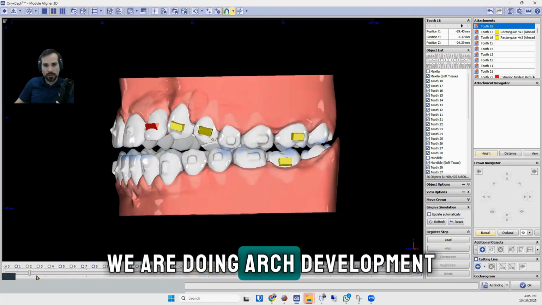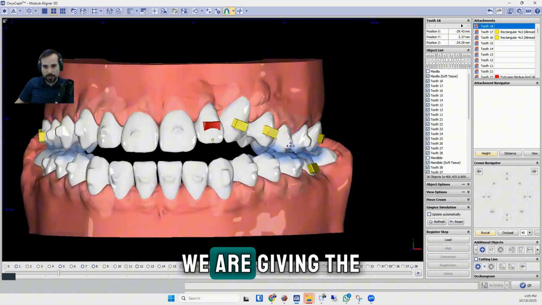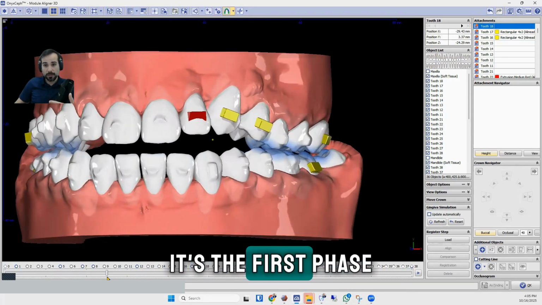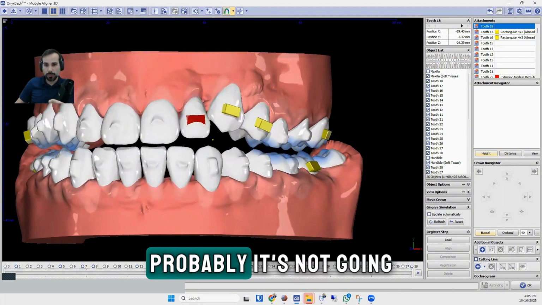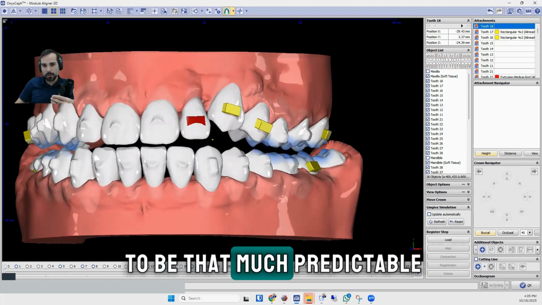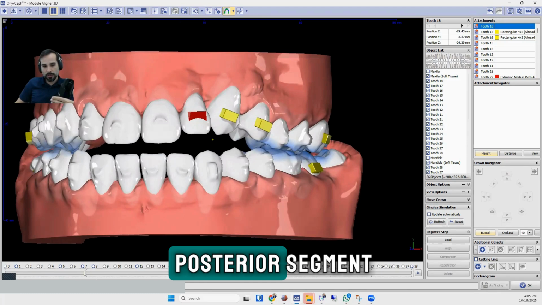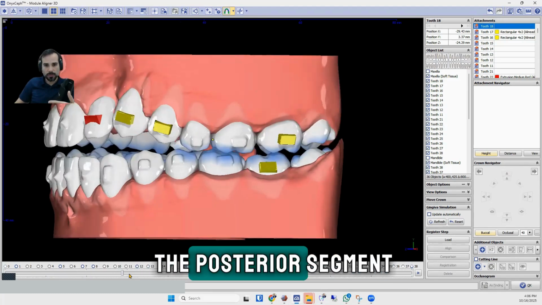We are doing arch development, giving torque back, as you can see correctly here. We are giving the torque back to these molars, which is the first phase. If we try to intrude and give torque at the same time, it's probably not going to be that predictable. So I prefer to torque first, as you can see in the posterior segment, and then we start a sequential intrusion of the posterior segment.